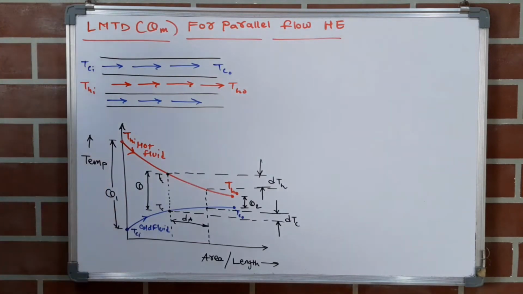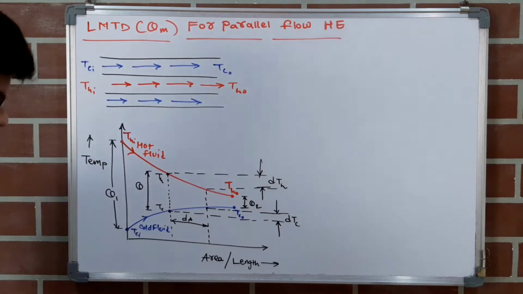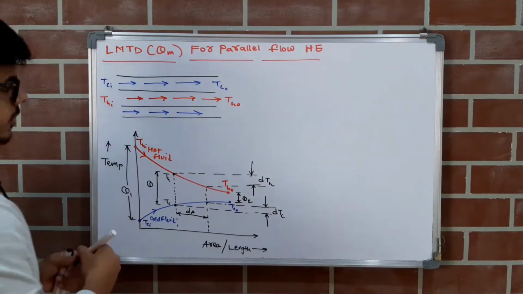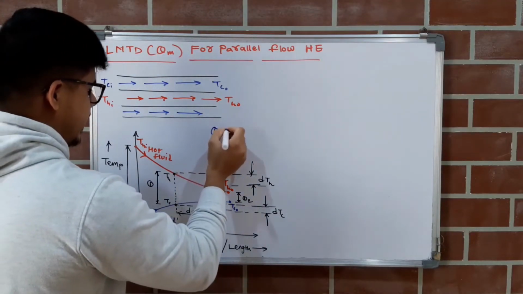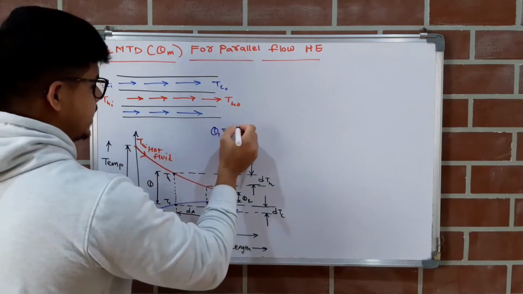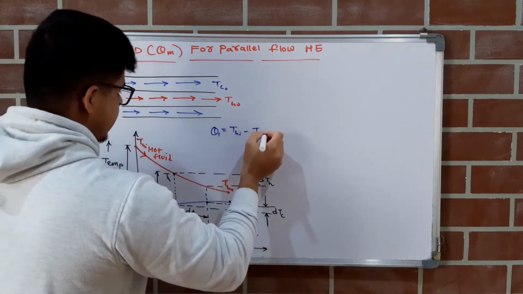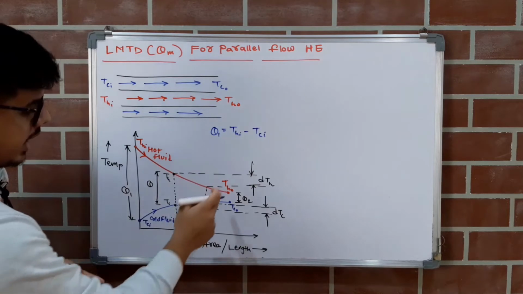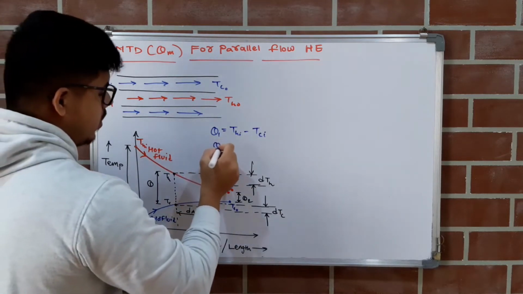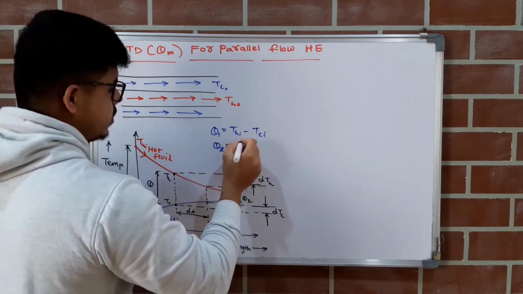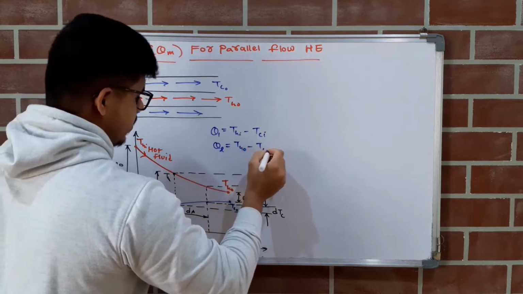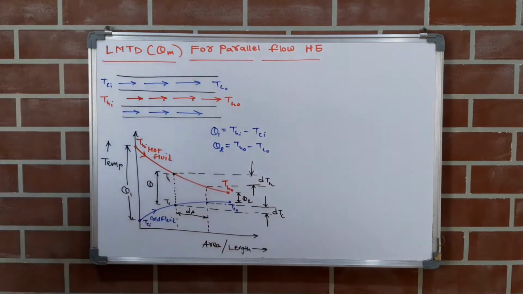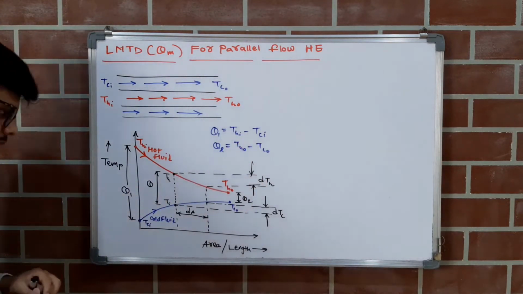Now what is the value of theta 1 from the graph? Theta 1, the end temperature difference for parallel flow, is Thi minus Tci. And theta 2 is Tho minus Tco. Right? These are the values of theta 1 and theta 2.